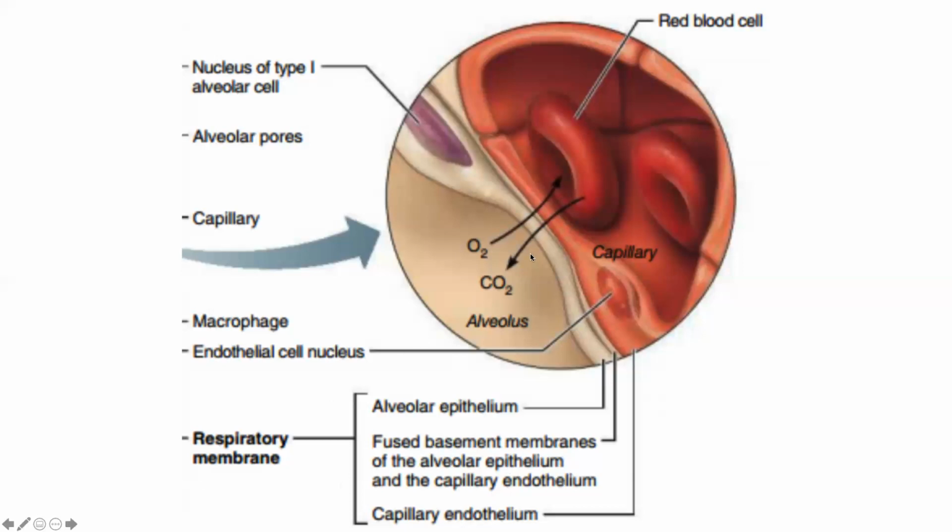Through the respiratory membrane, oxygen will go from the alveoli side into the hemoglobin, and from the hemoglobin, carbon dioxide comes out. That is the gaseous exchange at the pulmonary alveoli level, the transfer of the gases at the alveolar level, and I hope you can appreciate the respiratory membrane.